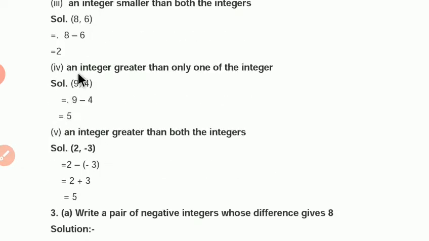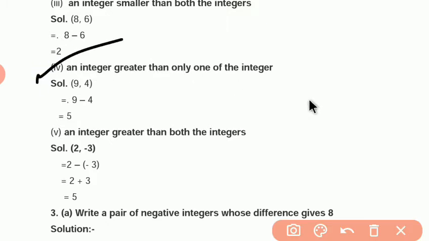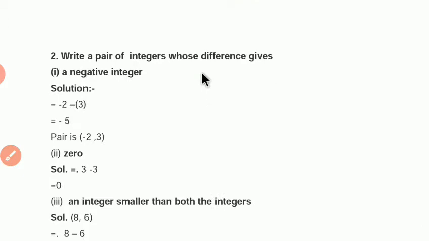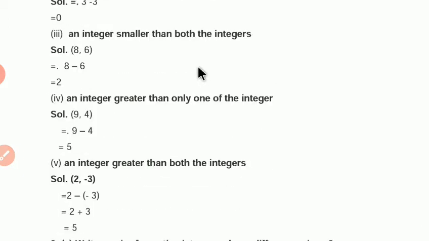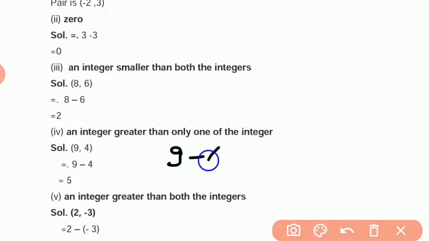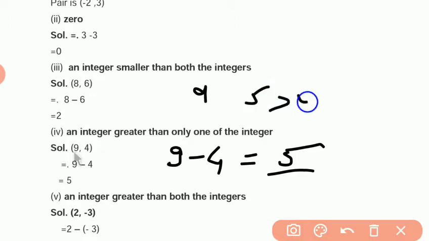Then the fourth one, an integer greater than only one of the integers. Now we have to find an integer whose difference gives an integer which is greater than only one of the integers. Means 9 and 4. 9 minus 4. You have to find the difference, 9 minus 4, and the answer is 5. And you can see that 5 is an integer which is greater than only one. Only one means 5 is greater than 4 but less than 9. So you should understand the question here.